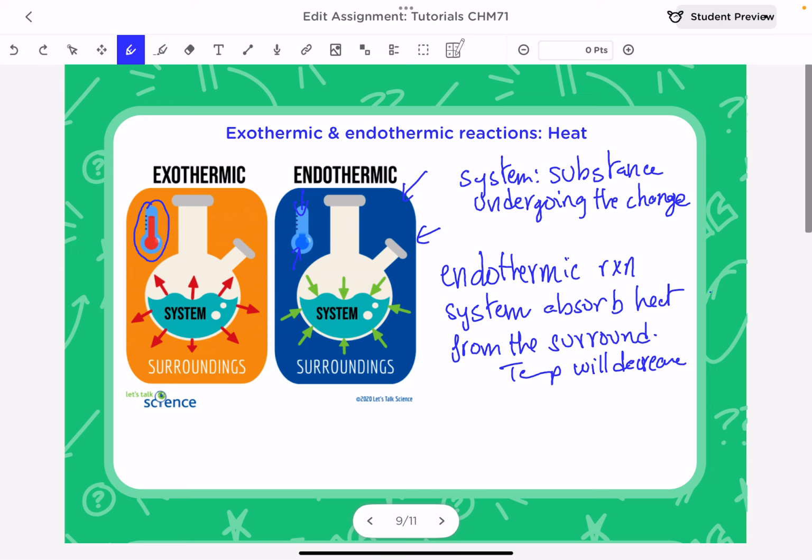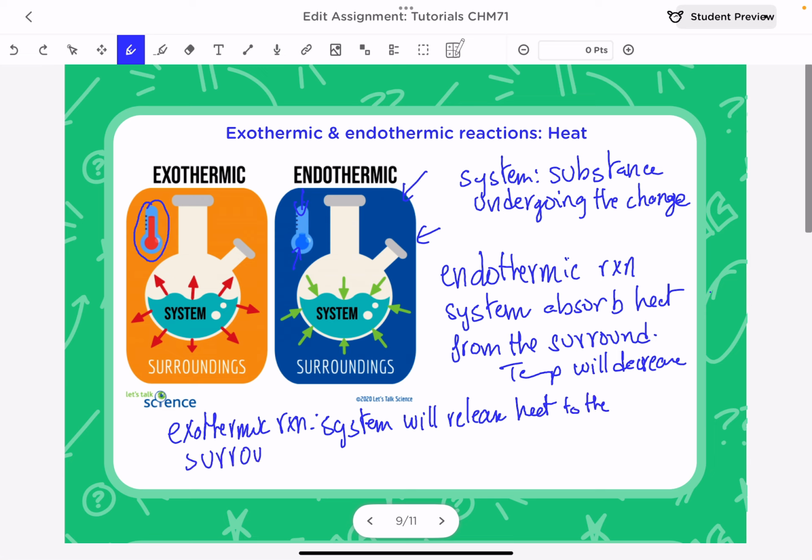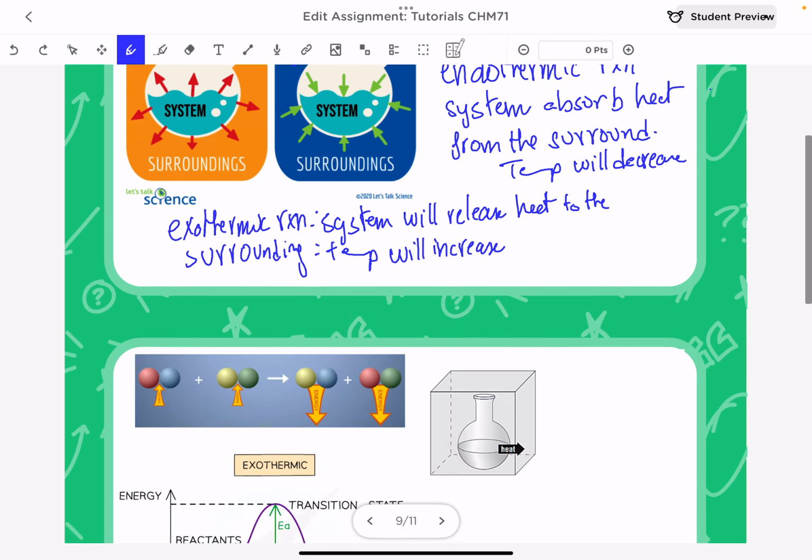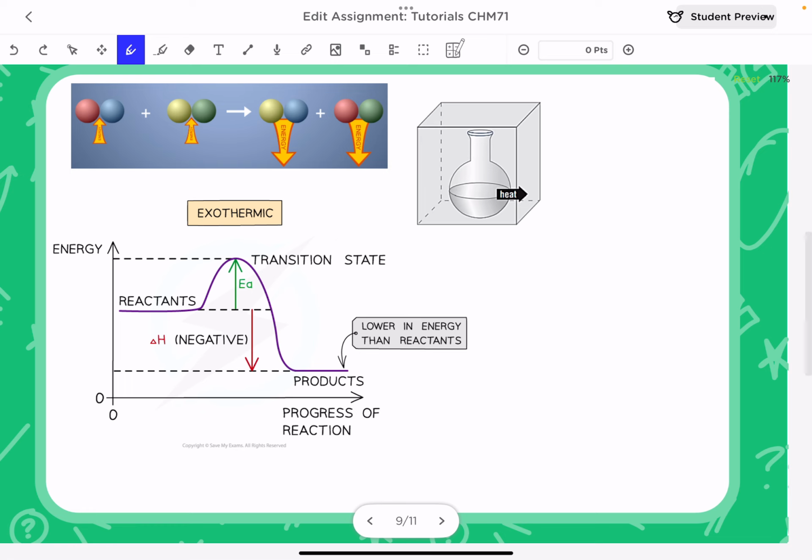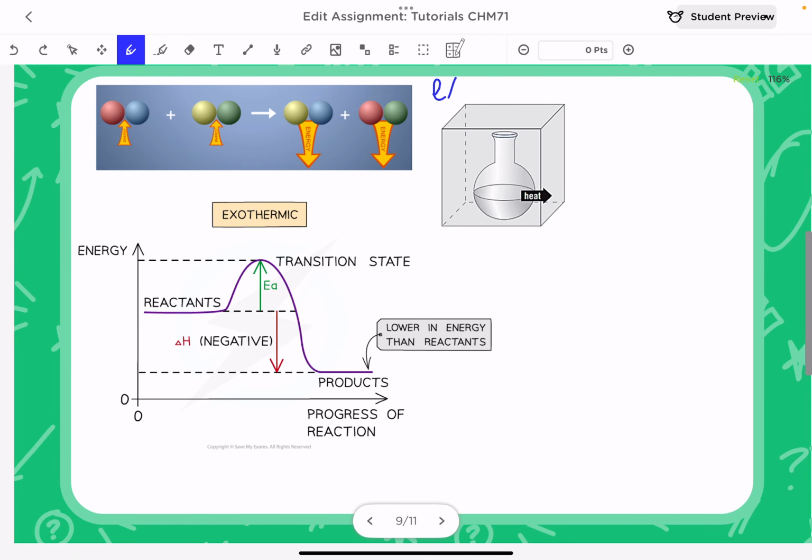temperature dropped. Now if I have an exothermic reaction, the system will release heat to the surrounding, increasing the temperature of the surrounding. So the temperature of the surrounding will increase. And if I'm holding the beaker or the flask where the reaction is going on, it will feel hot to touch.